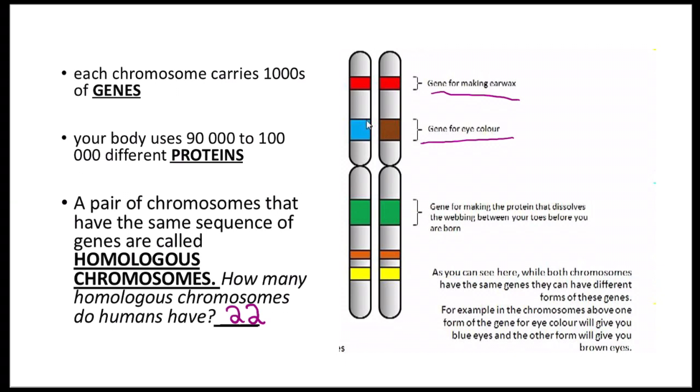If we then move on to the green gene here, this is a gene for making a protein that dissolves the webbing between your toes before you are born. In utero, a fetus has webbing between their toes, so think of duck feet, and this gets dissolved before the baby is born based on a protein made from this gene. The main takeaway from this slide is that both chromosomes have the same genes present, but may have different forms of the gene. For example, eye color here is a different form. So homologous doesn't mean identical, but it does mean that we have the same sequence of genes.